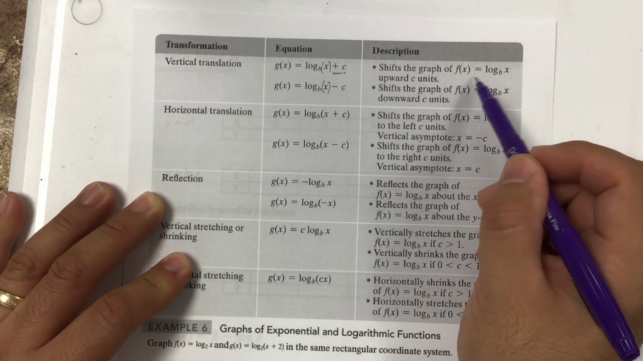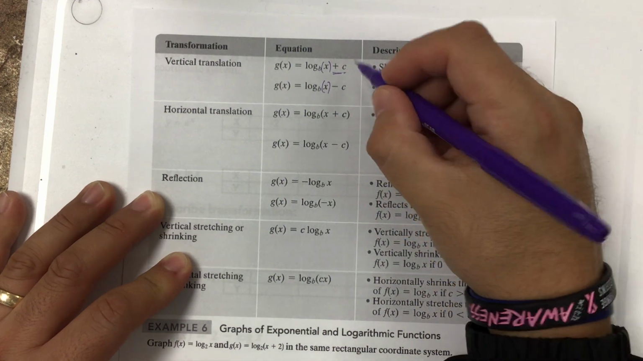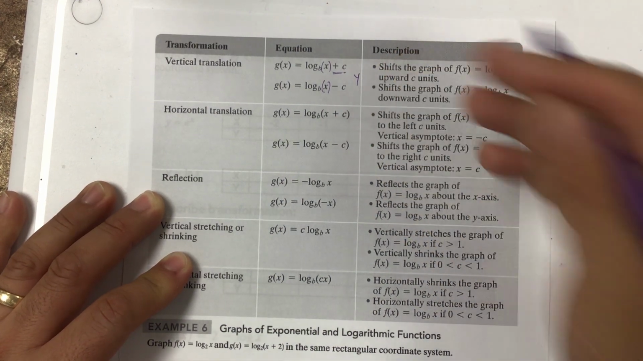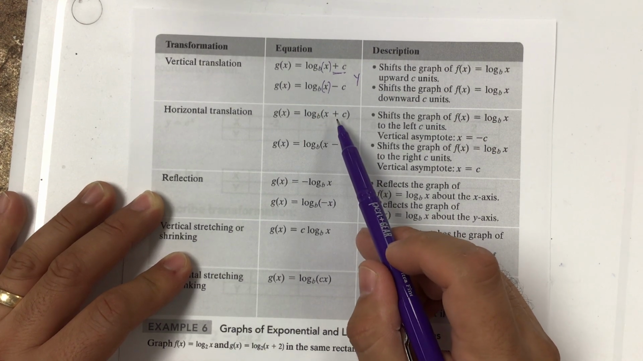So when it's on the outside, if it's plus the number, it goes up that many units. If it's minus, it goes down that many units, right? So like this affects y, either plus or minus to c. Here, we're affecting x. What are the transformations when it's inside the parentheses with x?